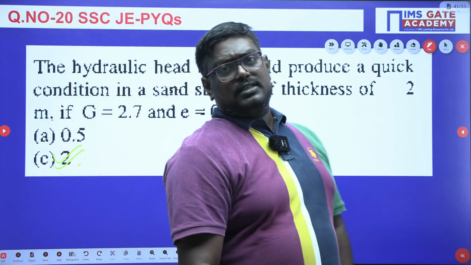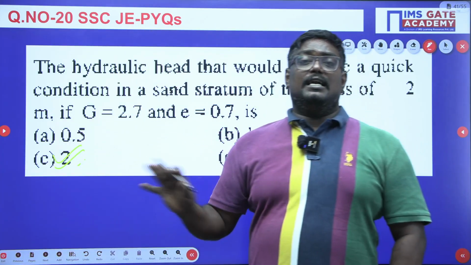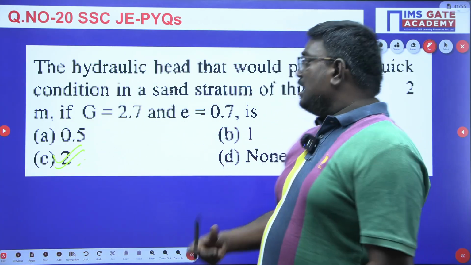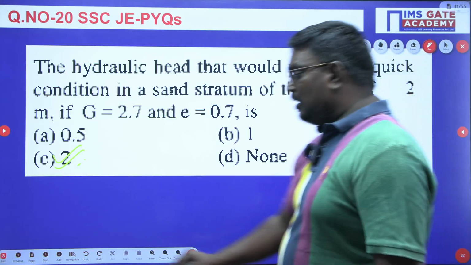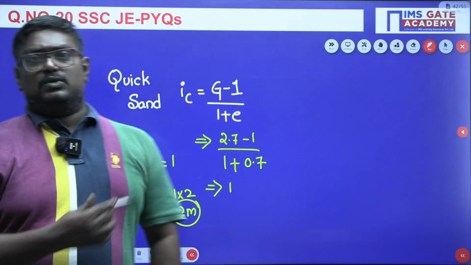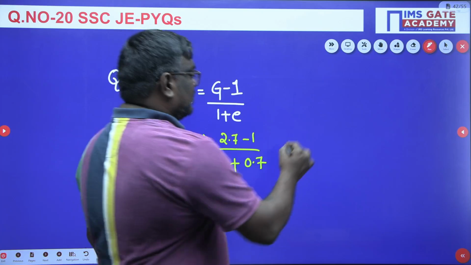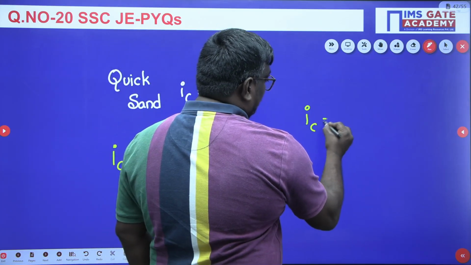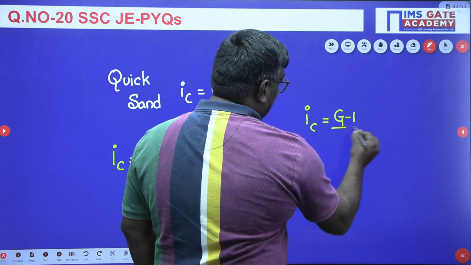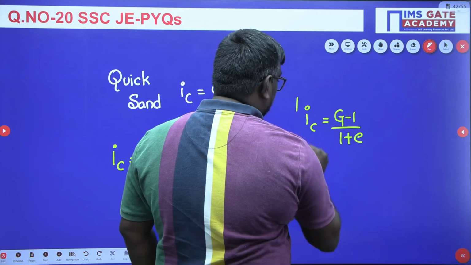So my dear students, the hydraulic gradient at quicksand condition is known as critical hydraulic gradient, and this is given by the formula IC is equal to G minus 1 upon 1 plus E. Again, this is a very important equation, students. Critical hydraulic gradient IC is equal to G minus 1 upon 1 plus E.